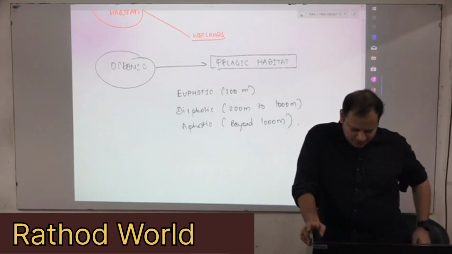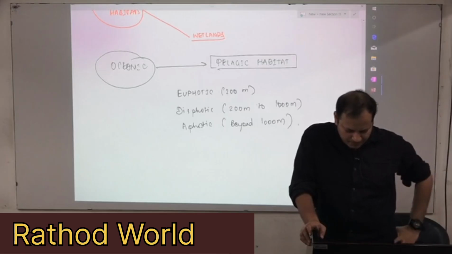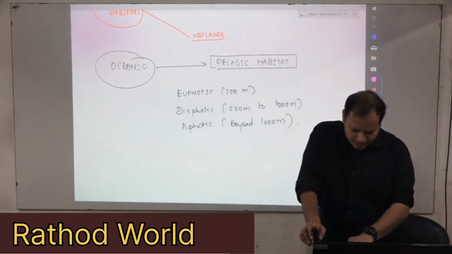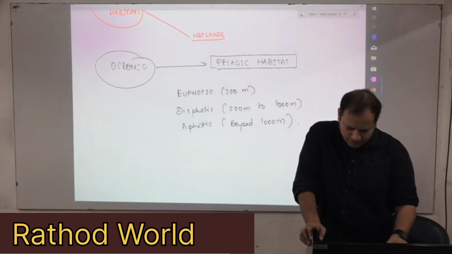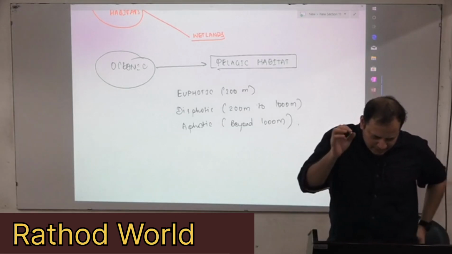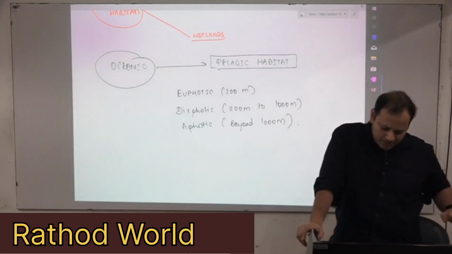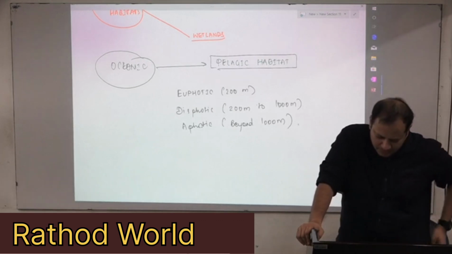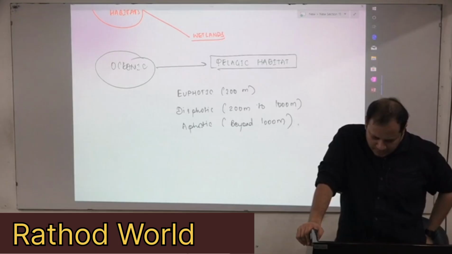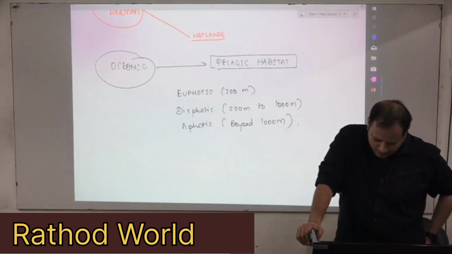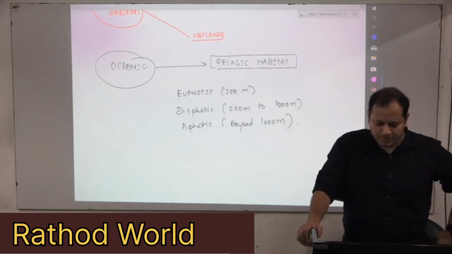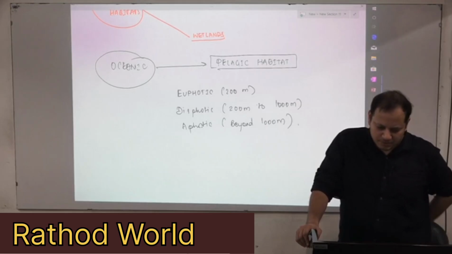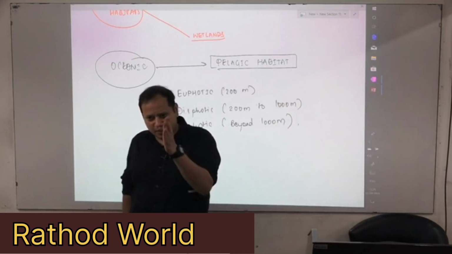Pelagic habitats and biomes. Pelagic habitats and biomes occur in the entire region of oceans and seas, generally from the shelf break. You already know what is shelf break, जहां से continental shelf break होता है.